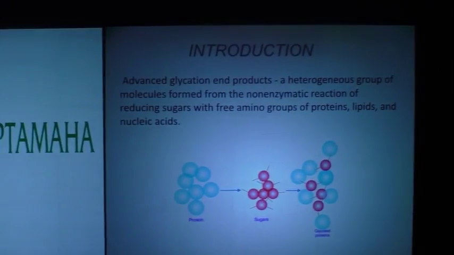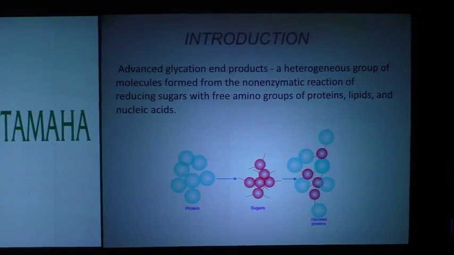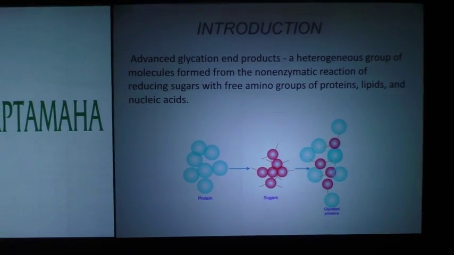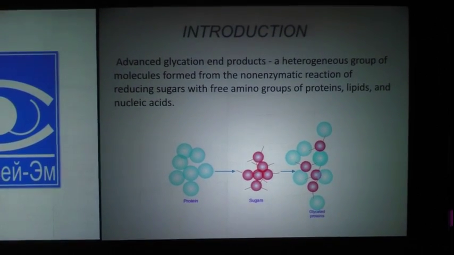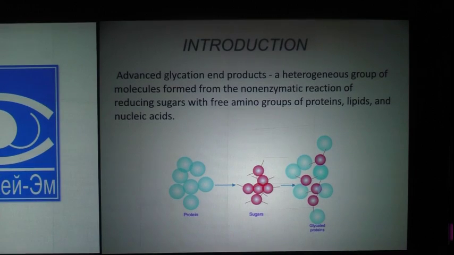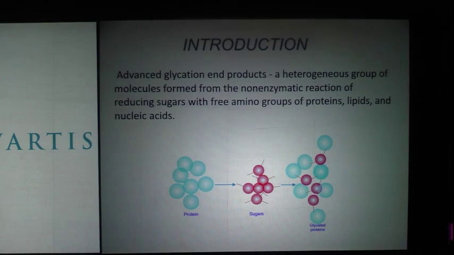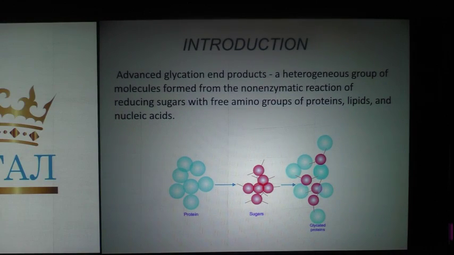So, good afternoon, everyone. Let me present our research on drug development for vision loss prevention in diseases associated with AGEs accumulation. So first of all, what are advanced glycation end products? This is the group of molecules which are formed from non-enzymatic reaction by reducing sugars. And we accumulate advanced glycation end products by aging, but in patients with diabetes, the concentration of AGEs is much higher. So this is the reaction of sugars with proteins, lipids, and nucleic acids.